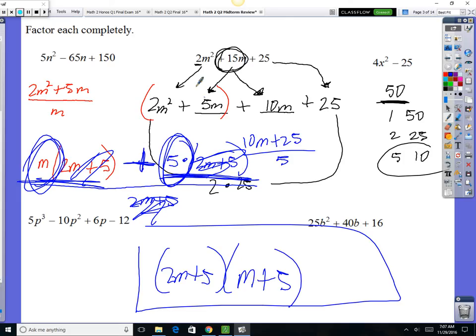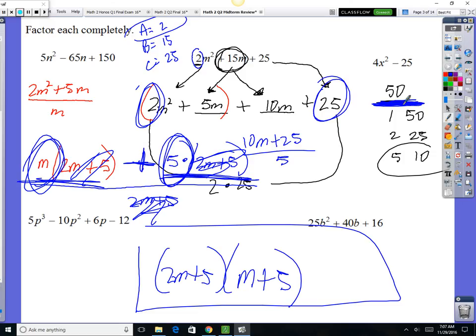So if it does not start with a 1, so this would be the A, your A, B, C. A is 2, B is 15, C is 25. Anytime that your A is not 1, and you can't shrink it down, turn the 3 pieces into 4 pieces and do grouping. So you got to times the first number times the last number, A times C, that gives you 50, and then go through your options and figure out which option will times and give you 50 but add and give you 15.